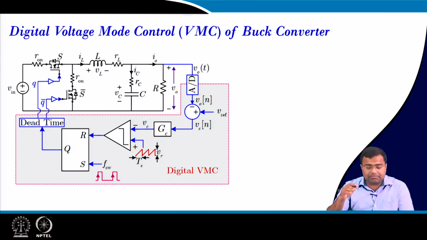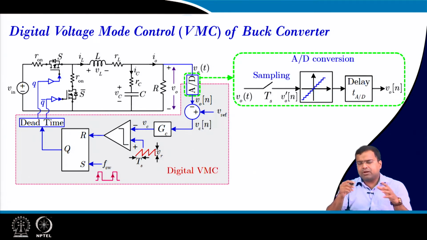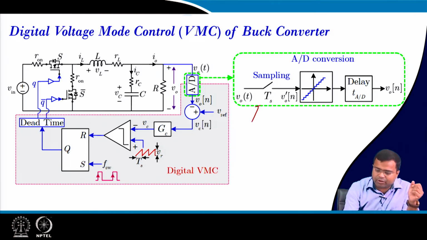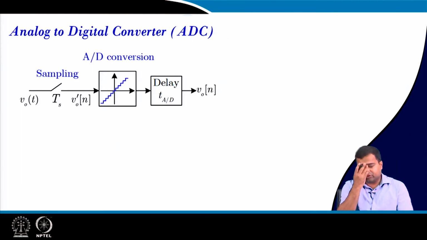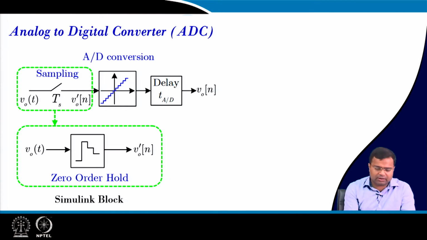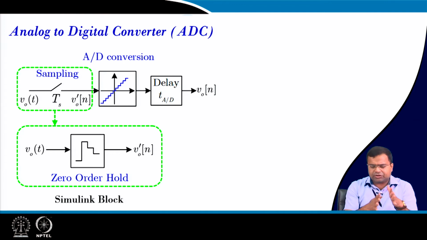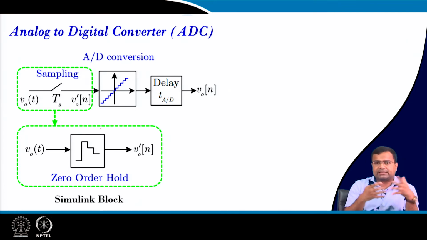So here is the block diagram of the digital voltage mode control that we have learned, and we have already discussed the A to D converter. The first requirement is a sampling block. This is a sampler. Then we can use a quantizer block, and we can also use a delay. In order to start with the sampling block, the basic block is a zero order hold that we have learned, and this zero order hold is used to take the sample.